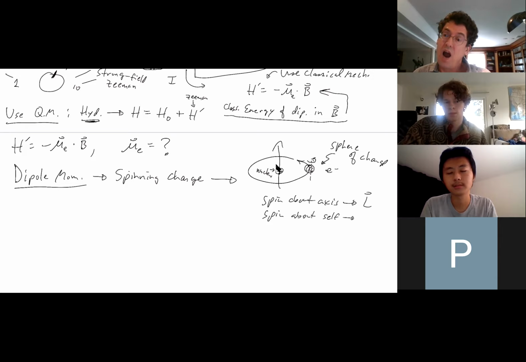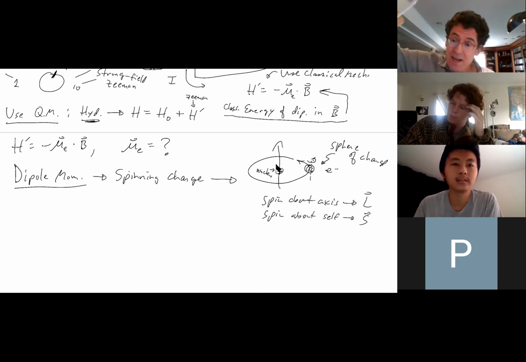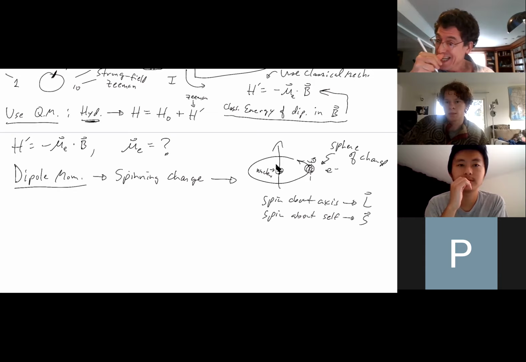Spin? Exactly. That's exactly right. So there's two types of angular momentum: a planet going around the sun, and then going around its own axis. Yeah, do you have a question?